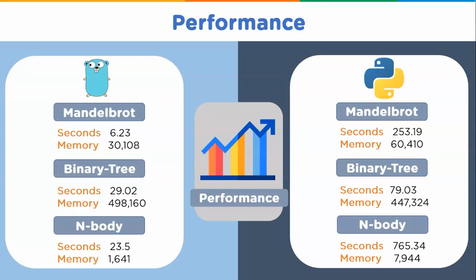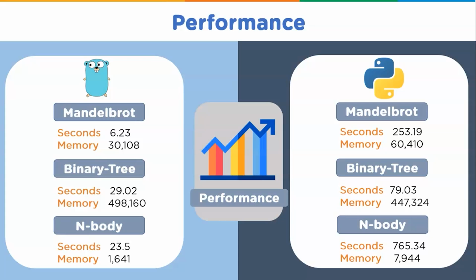You can see that Golang takes 6.23 seconds and uses 30,108 units of memory, whereas the Python takes 253.19 seconds and 60,410 units of memory to solve the Mandelbrot problem. For the binary tree problem, Go takes 29.02 seconds and uses 4,98,160 units of memory, whereas the Python takes 79.03 seconds and uses 4,47,324 units of memory to solve the problem.